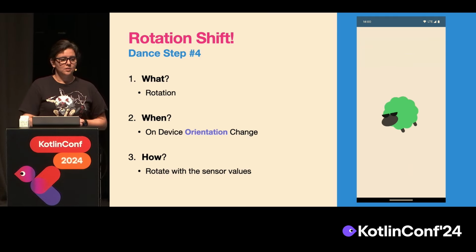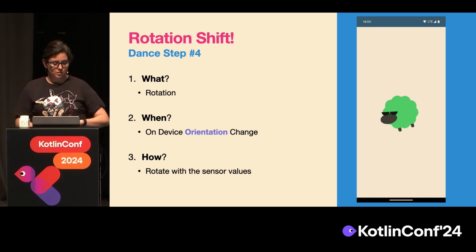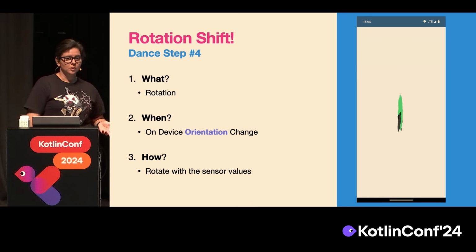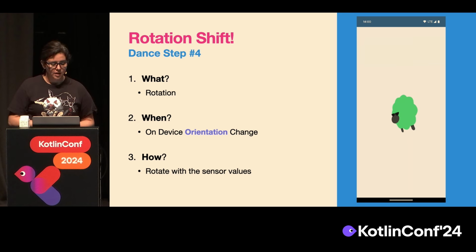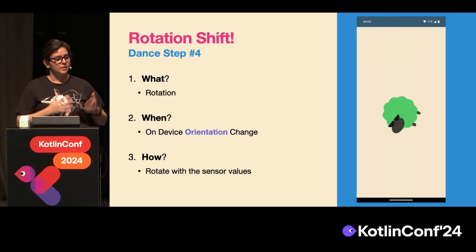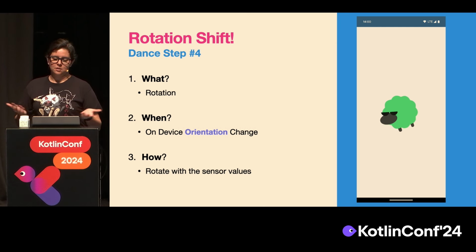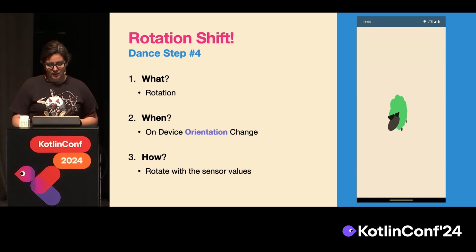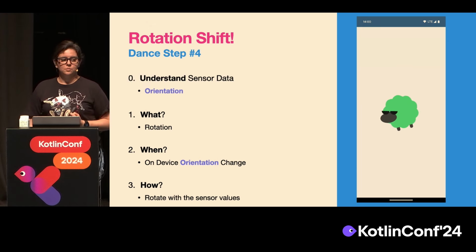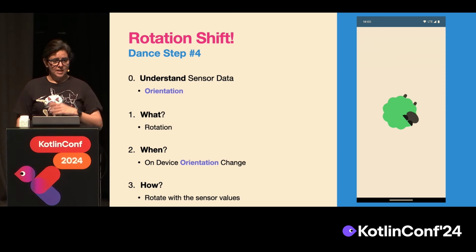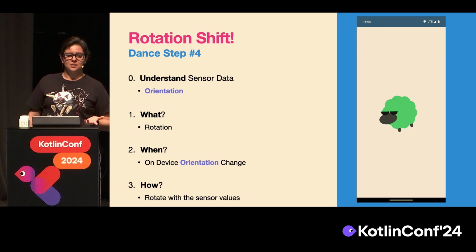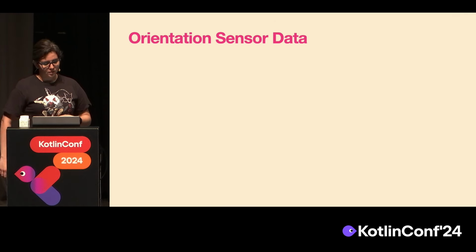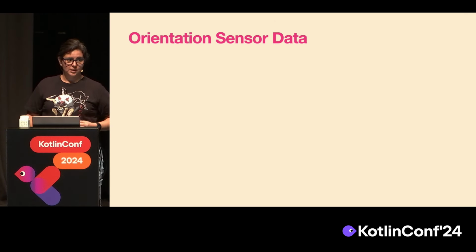This rotation shift, again, we're going to need to answer our 3 questions. Our what, we're basically going to be changing our rotation of the chip. Our when is we're going to be changing it whenever the orientation changes. And our how is basically we're going to grab the same change of orientation and duplicate it in our chip. Cool. Now, there's a small catch on this, and that is that there's actually a 0 step whenever you work with sensors. As I mentioned before, doing anything with sensors, you need to actually understand the sensor data you're going to be getting. In this case, orientation.